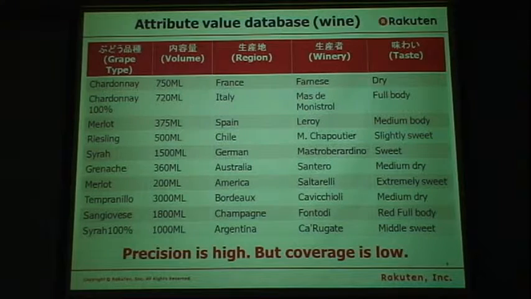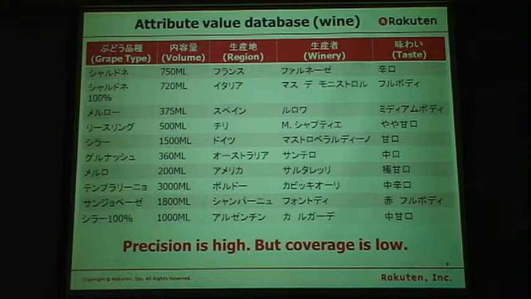So here is an example of the extracted attribute value database of wine data. The first line shows the automatically extracted attribute names for wine, and the others are the attribute values corresponding to the attribute names of the wine genre. The characteristic of this data is that the precision is very high, but the coverage is very low. Okay. This is a translated result into Japanese.